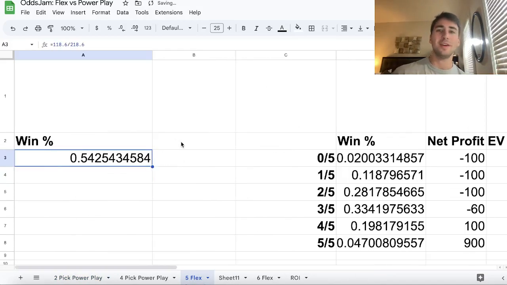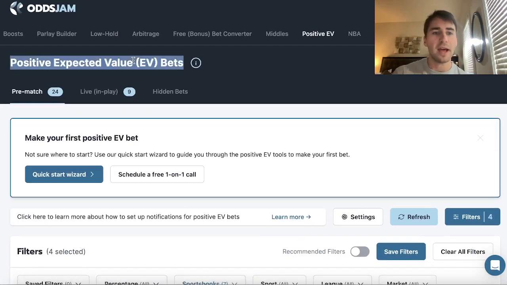So this is all you have to do, right? People add in so much BS. All you got to do to make money betting on PrizePicks is win over 54.25% of your player props. Doesn't matter if you're betting on the NBA, golf, NHL. All you have to do to be profitable is win at least 54.25% of your picks. So how do we do that? Well, the tool I typically start out on is the OddsJam Positive EV tool.